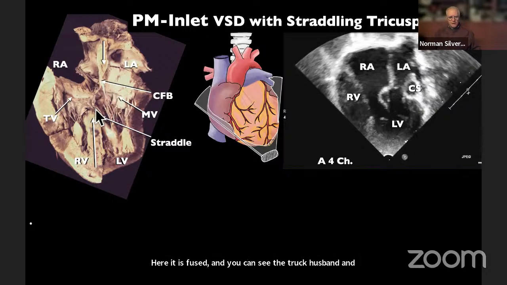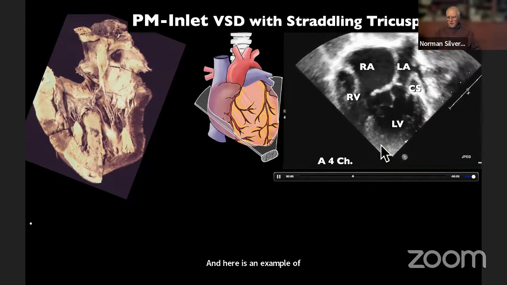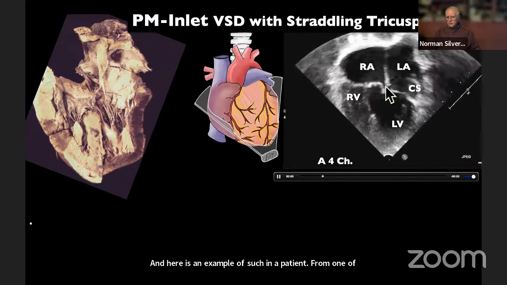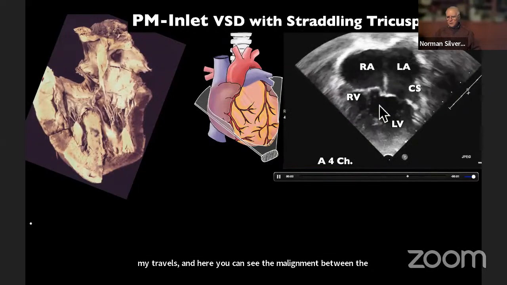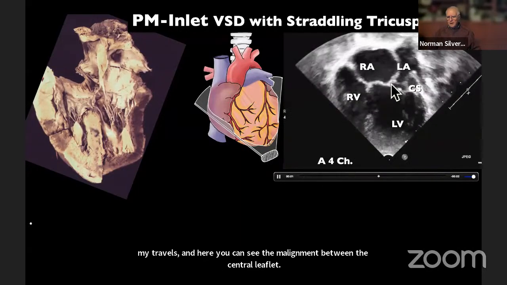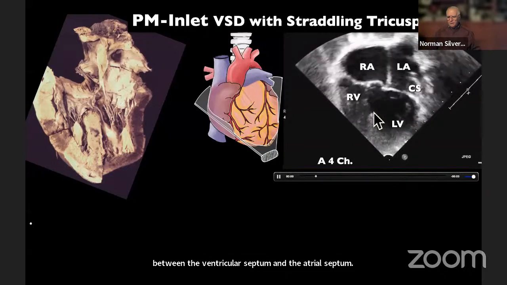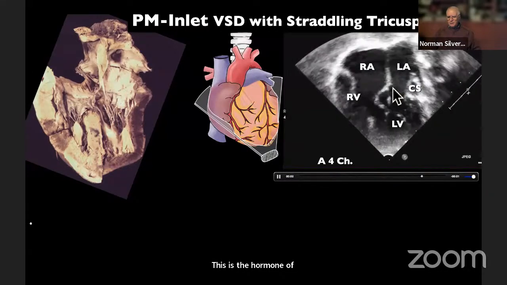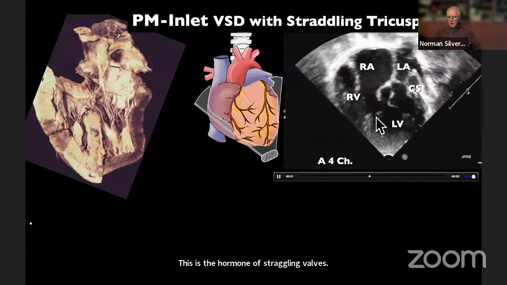And here was a muscular defect. And here is an example of such in a patient from one of my travels. And here you can see the malalignment between the ventricular septum and the atrial septum. This is the hallmark of straddling valves. So malalignment relates to the fact that this didn't occur at the right time.